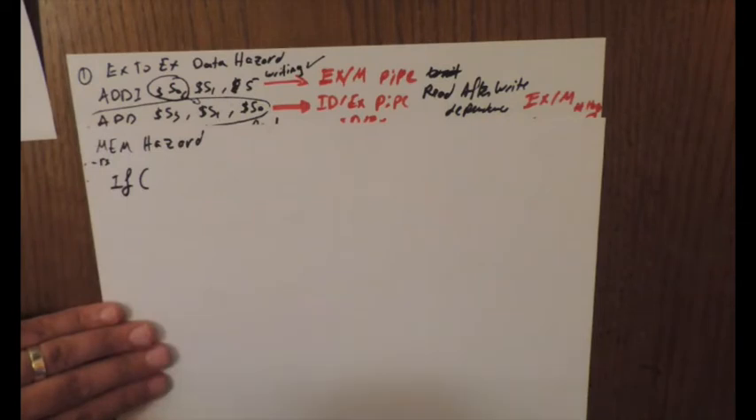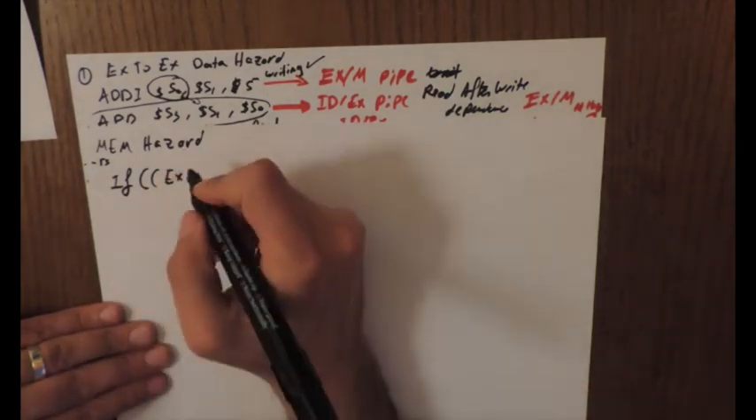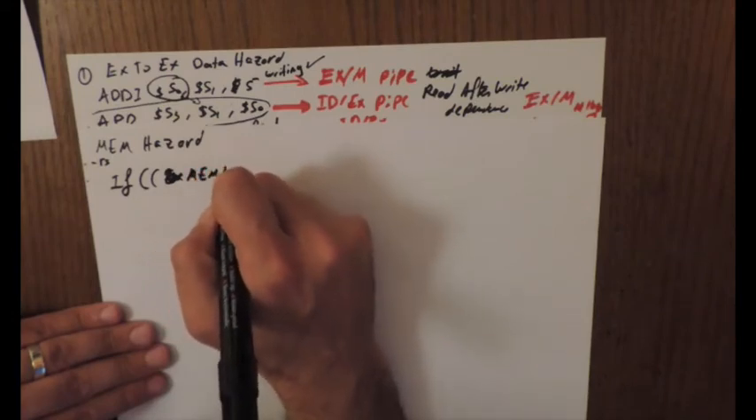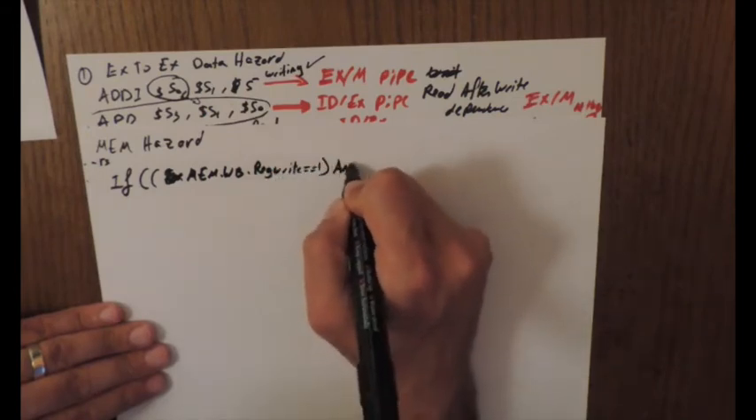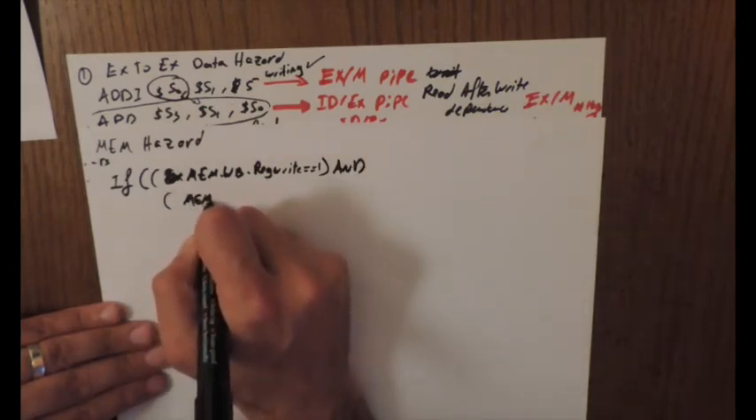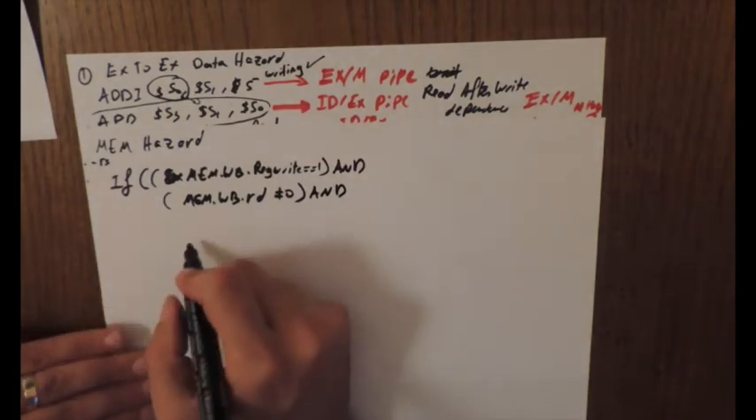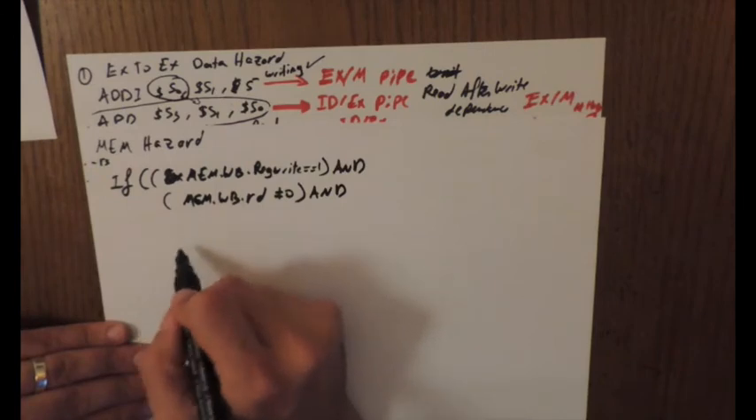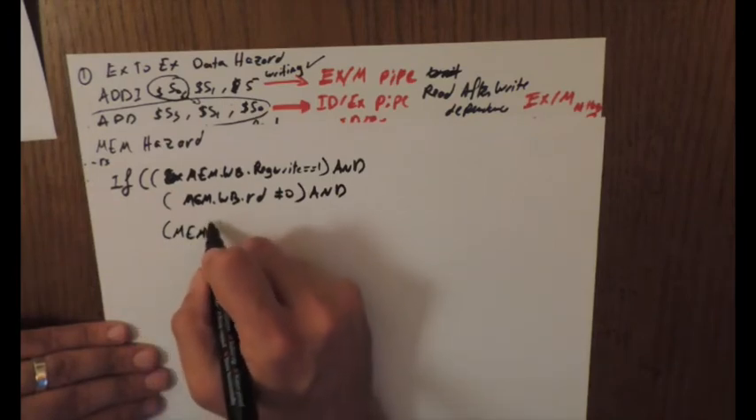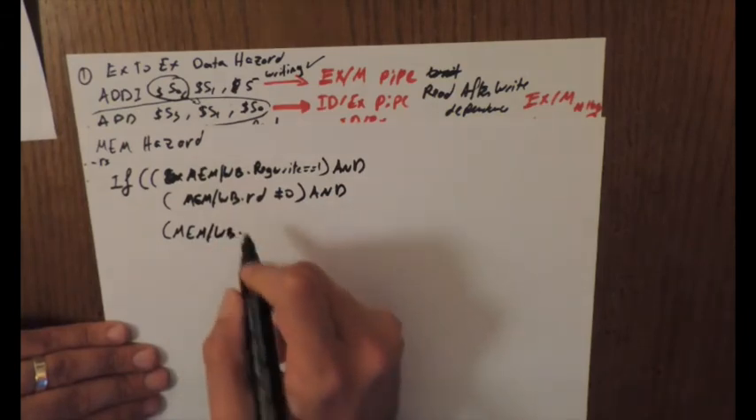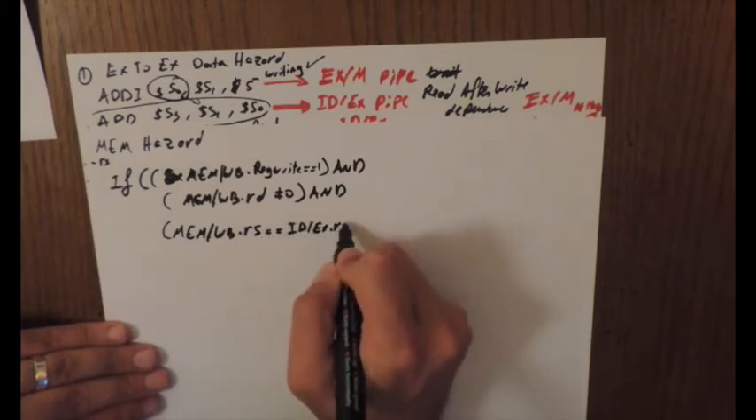this is for RS, if, of course we have double parentheses, if memory over write back dot register write equal 1, and memory over write back dot rd not equal 0, we cannot write to 0, and we need to write the second condition, which is memory over write back dot rs is equal to id over ex dot rs.